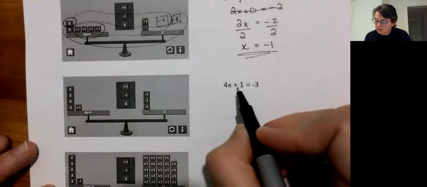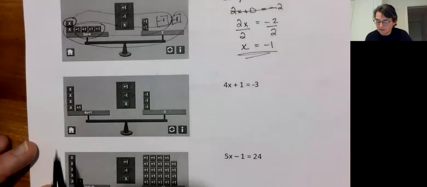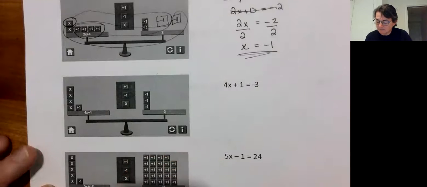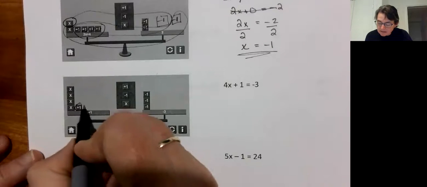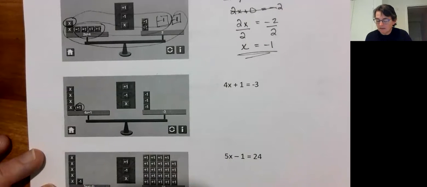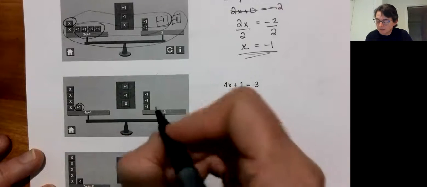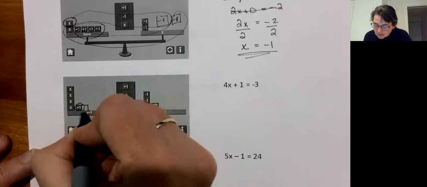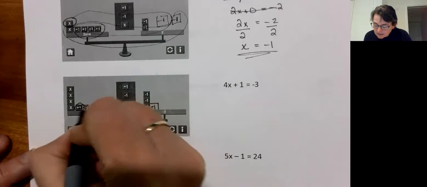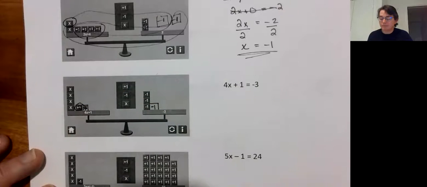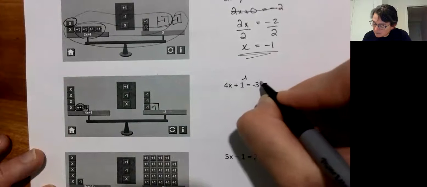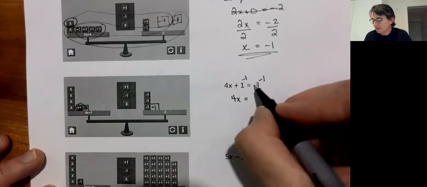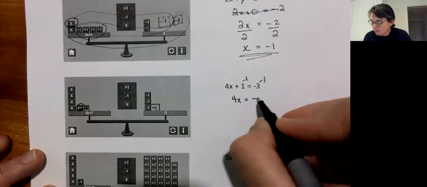All right, so we've got 4x plus 1 is equal to -3. So there's my 4 x's, there's my 1, and there's my -1s. First thing I've got to do is get rid of this guy. Well, to get rid of that, the opposite of +1 is -1, so I'm going to draw another box over here, because if I put a -1 here, then this disappears. So -1, -1, 4x. Now, careful, -3 minus 1 more is -4.